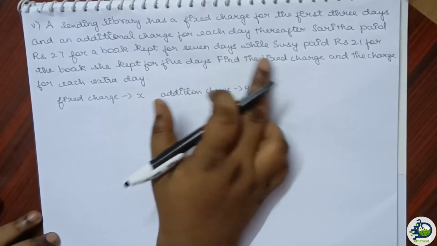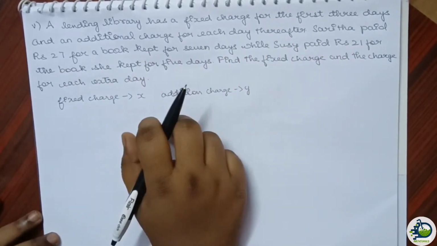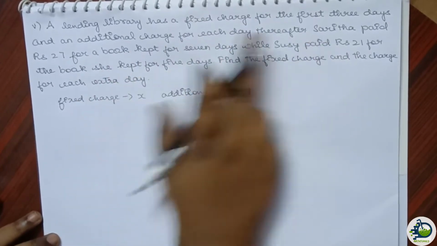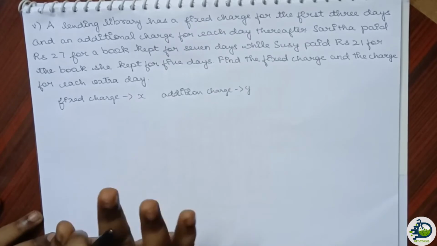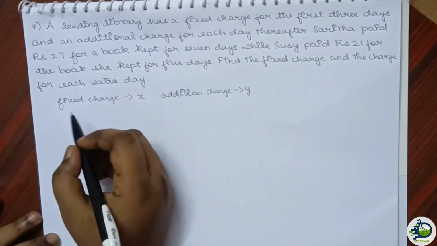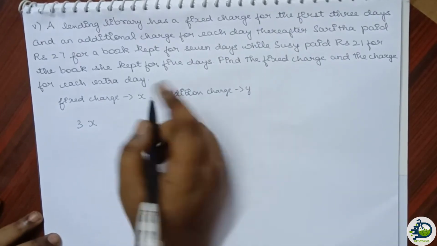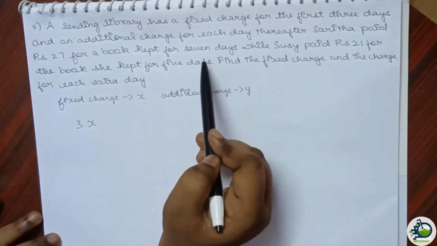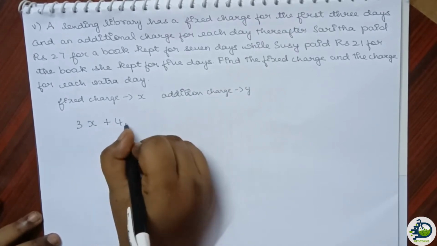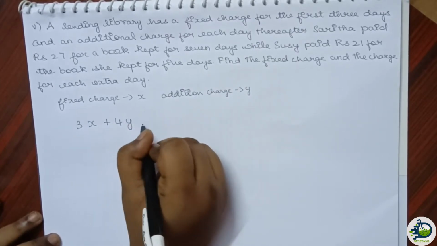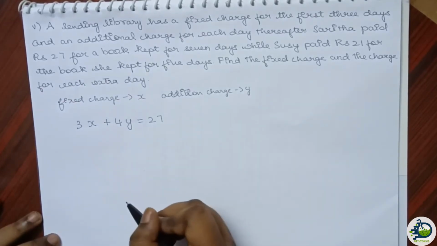So now what we are going to do is, Sarita paid rupees 27 for a book kept for 7 days, while Susie paid 21 rupees for the book kept for 5 days. So for 7 days Sarita paid 27. In that, for the first 3 days they are having a fixed charge. So 3 into x, and the remaining days, 7 minus 3 is 4. So for the remaining 4 days some additional charge y is there, and totally she had paid 27.